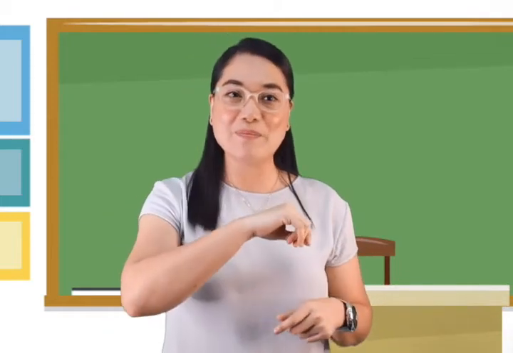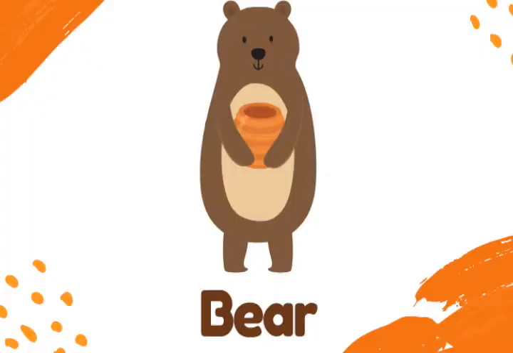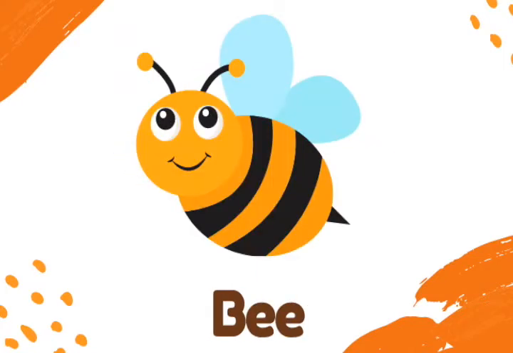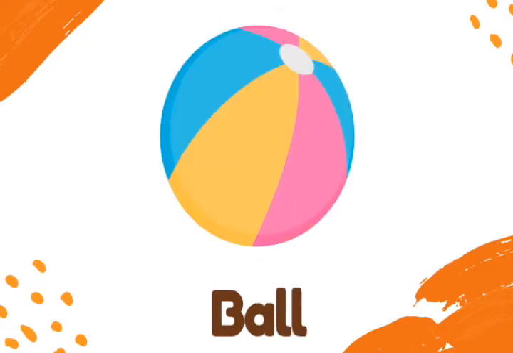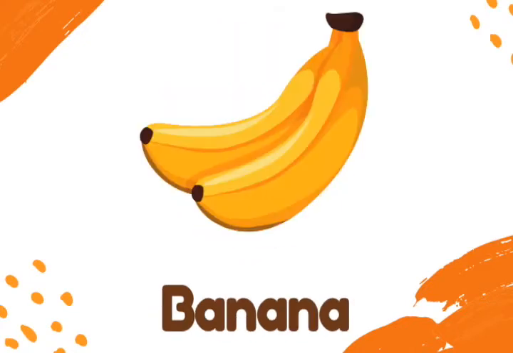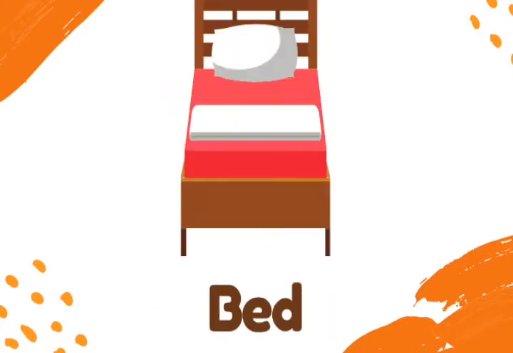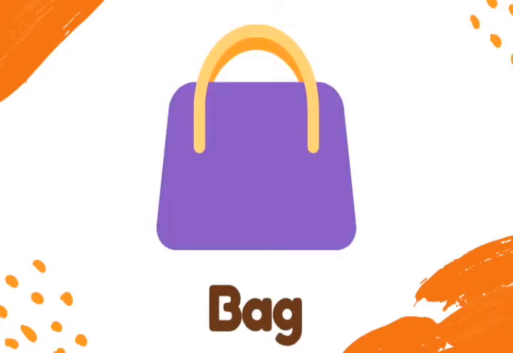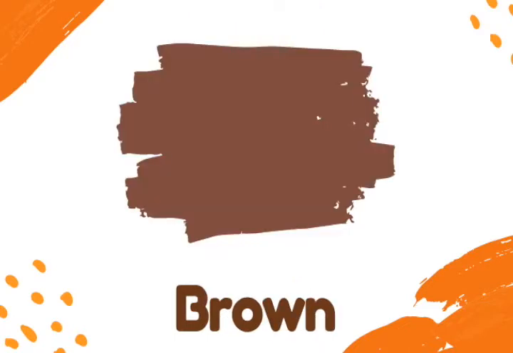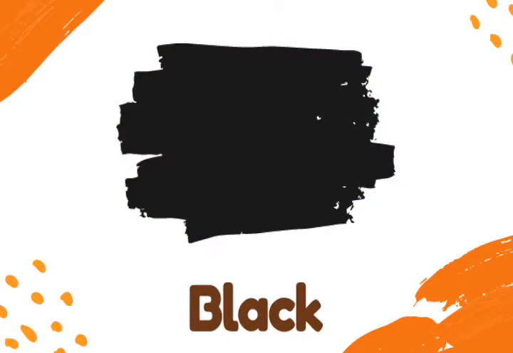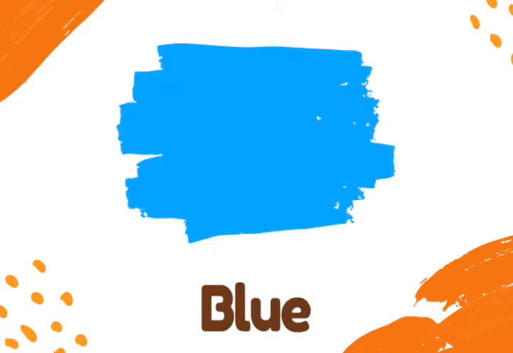Let's review them. The first one is bear, bird, bee, ball, banana, bed, bag, brown, black, and blue. Can we sing them and say the B sound?